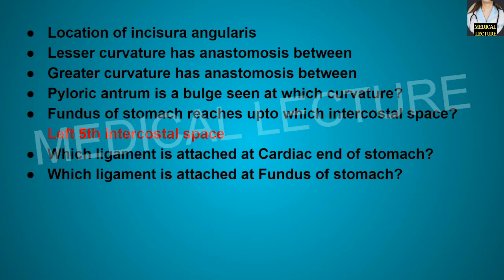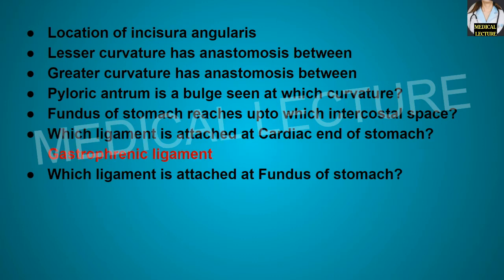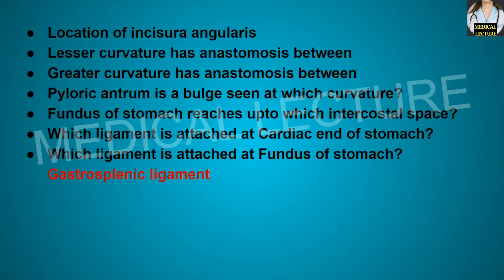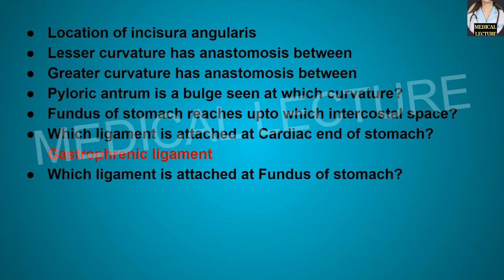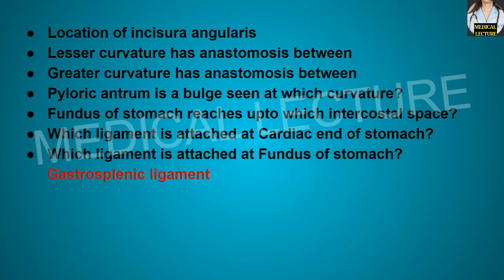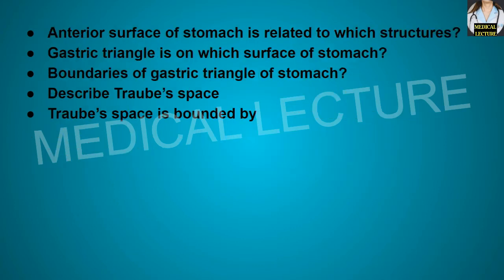Which ligament is attached at the cardiac end of the stomach? So gastrophrenic ligament is attached at the cardiac end of the stomach. Gastrophrenic ligament. Which ligament is attached at the fundus of the stomach? So it is gastrosplenic ligament. So the ligament attached at the cardiac end of the stomach is the gastrophrenic ligament, and the ligament attached at the fundus of the stomach is the gastrosplenic ligament.